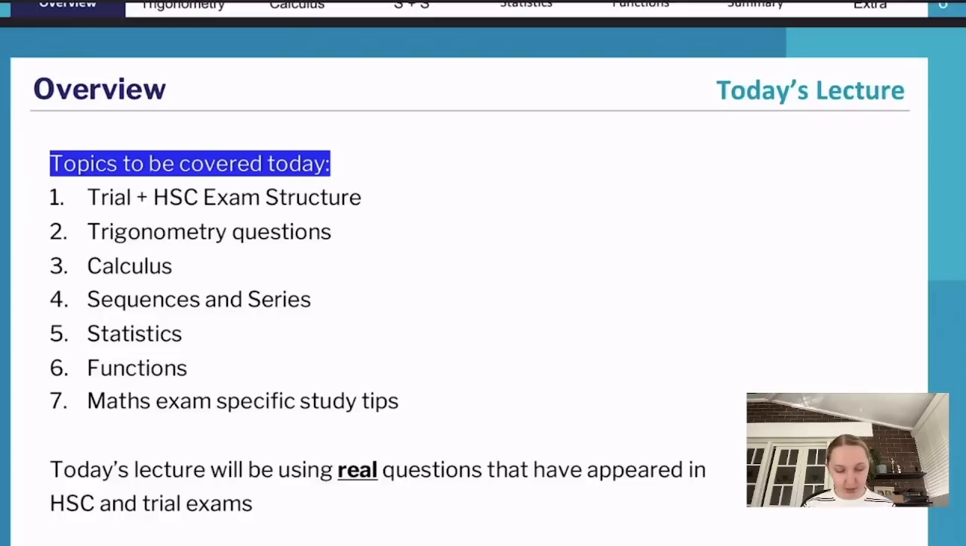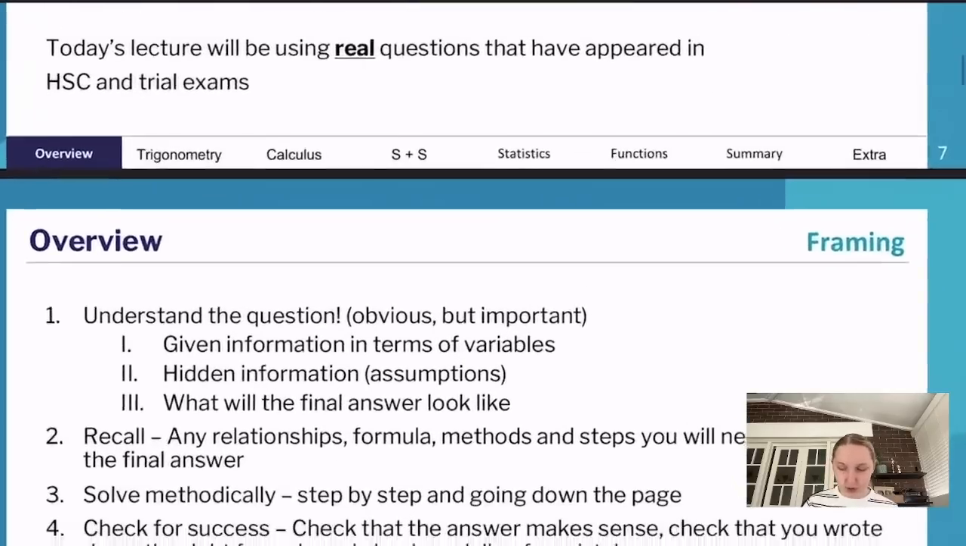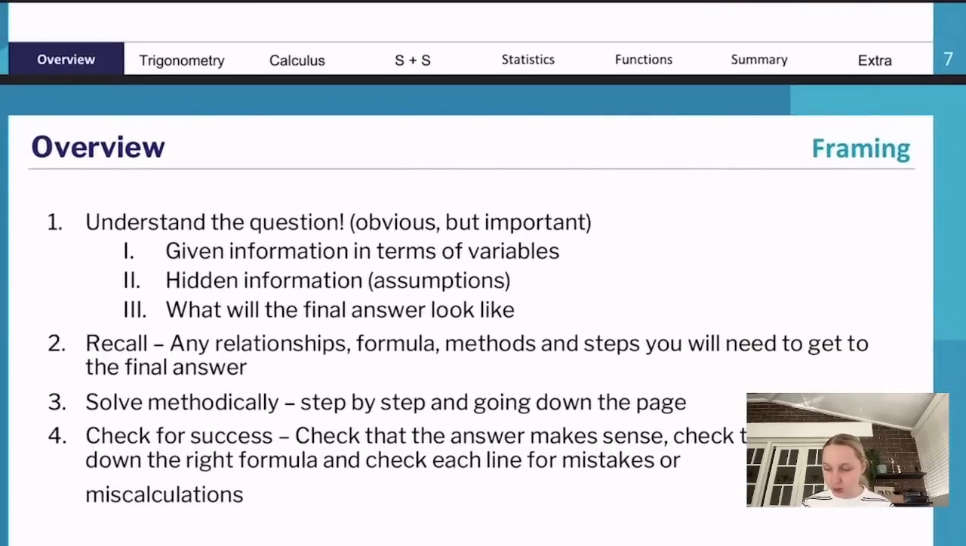In today's lecture, we're going to be using real questions that have appeared in HSC and trial examinations. So it is the sort of thing that you should be expecting to see. And if you can all work through today's questions with me, then we'll be good. There is a chat function in this lecture if you're watching it live, so feel free to use that. And we'll just move on to framing the questions.